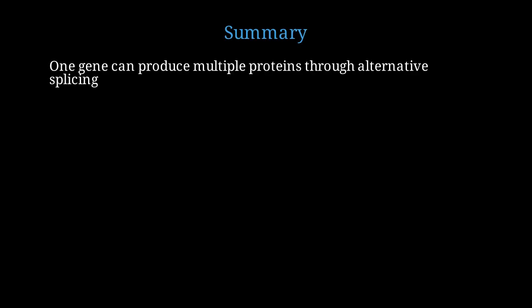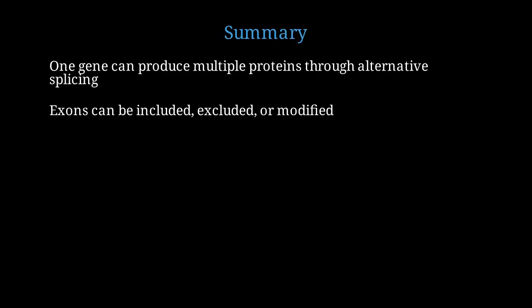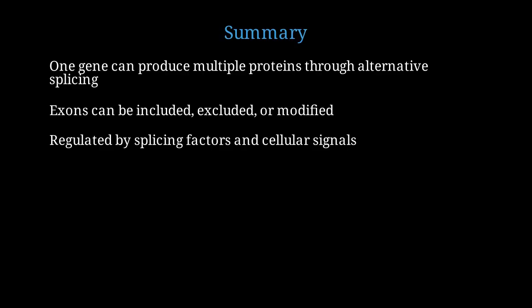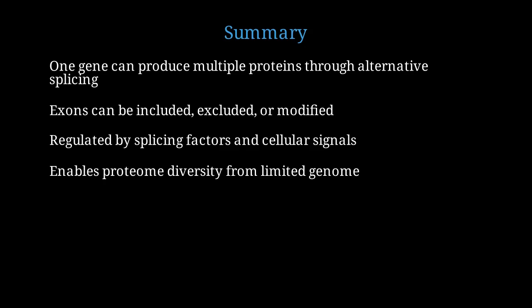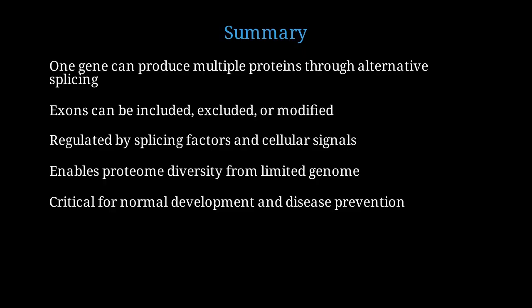Let's summarize how alternative splicing creates protein diversity. A single gene can be read in multiple ways to produce many different protein variants. Exons can be included, excluded, shortened, or lengthened to create different combinations. The process is carefully regulated by splicing factors responding to cellular and environmental signals. This elegant mechanism enables tremendous protein diversity from a relatively small genome. Alternative splicing is critical for normal development, and its disruption can lead to various diseases.